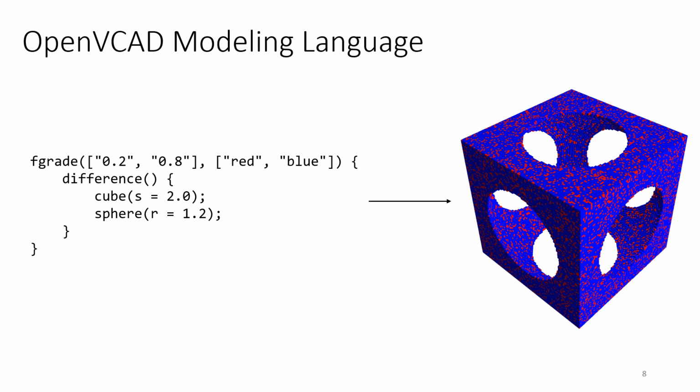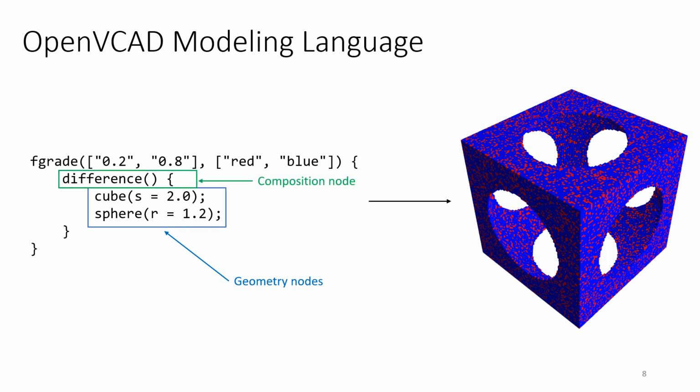So what does this modeling language look like? Well, we use a script-based organization along with a tree structure. Working from the inside out, here we can see we have geometry nodes, in this case a cube and a sphere. We're able to perform composition on those, so in this case, we take the difference. And then finally, we apply our material nodes. Here, we're creating a metamaterial composition where we have 20% red and 80% blue.